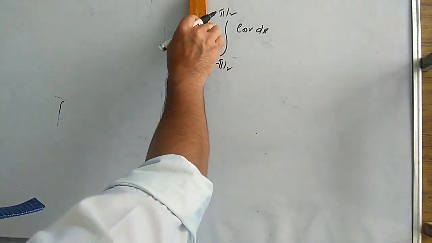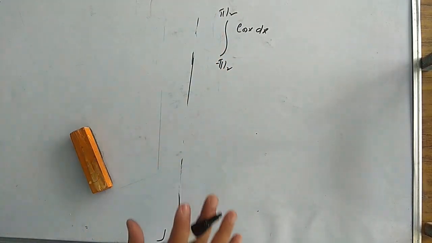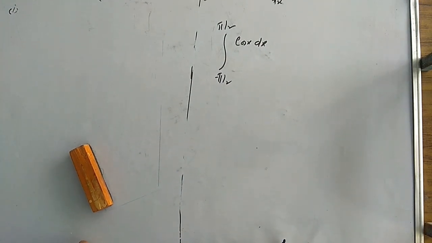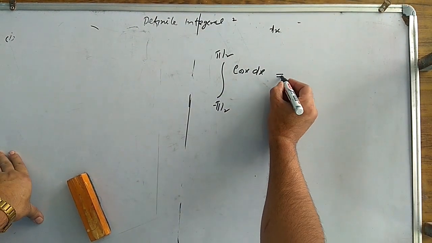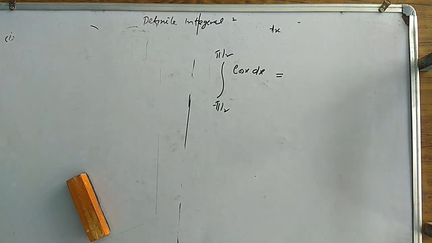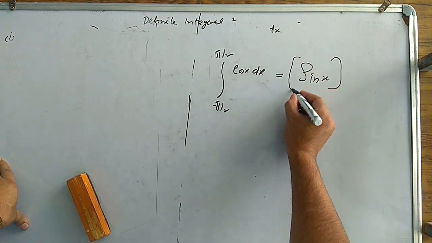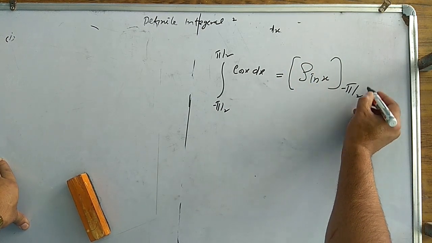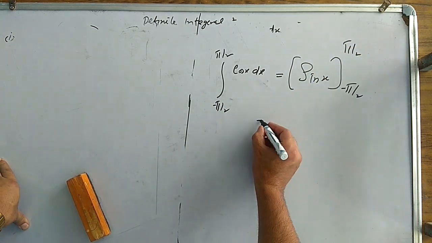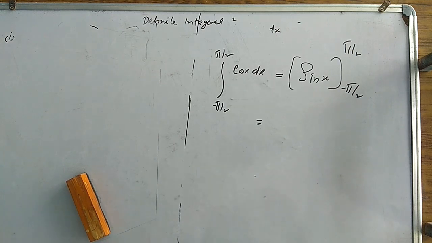So nothing is new, just limits are new for you. So limits does not matter. Integration of cos is sine, so I will write sine with limits minus pi by 2 to pi by 2, clear?